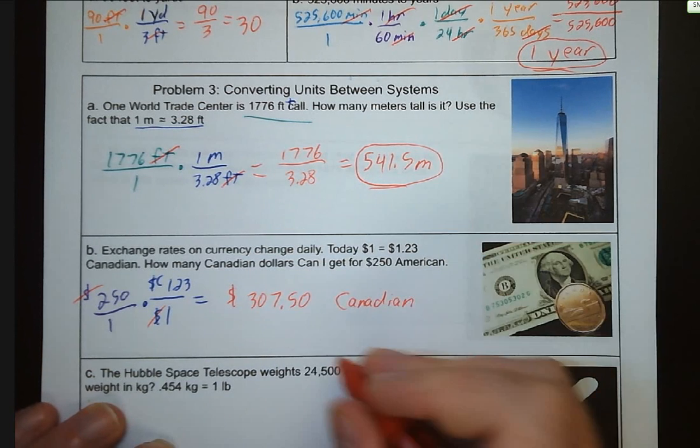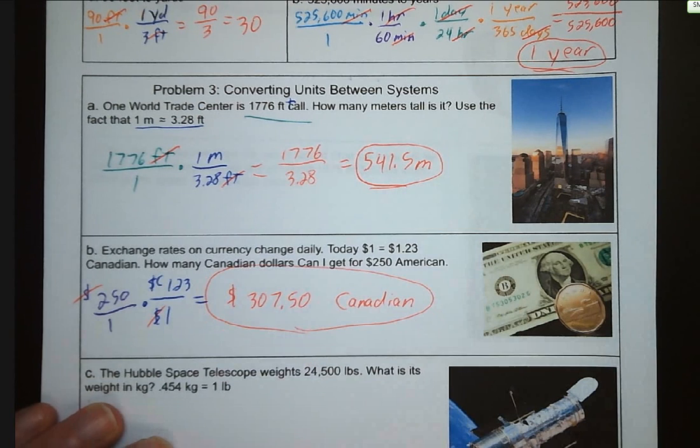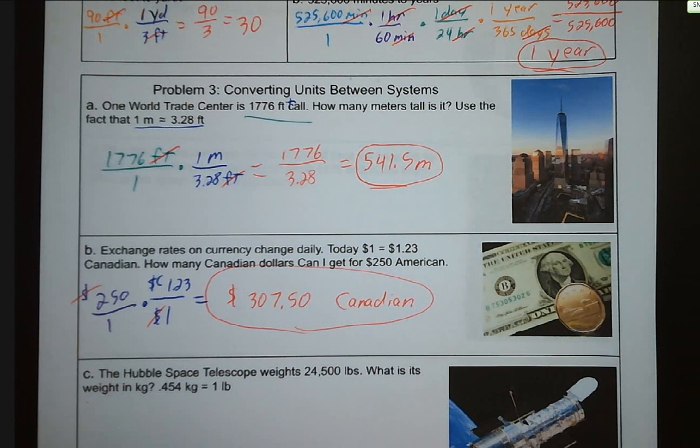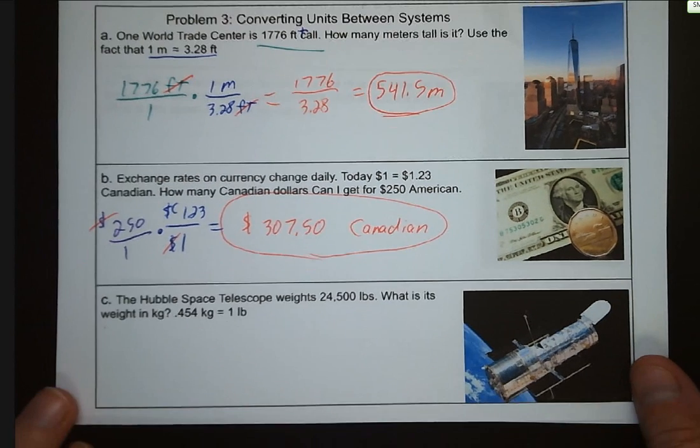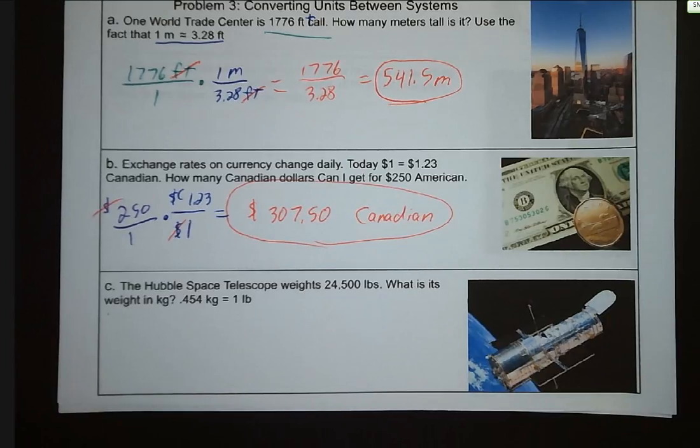All right. So right now the American dollar is a little stronger compared to the Canadian dollar. That is not always the case. These rates fluctuate. All right, next up we've got the amazing Hubble Space Telescope, which if you were in my class, you've seen some of the cool pictures from.